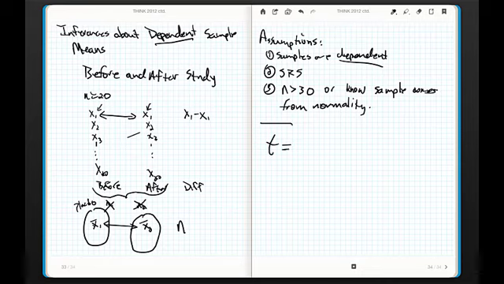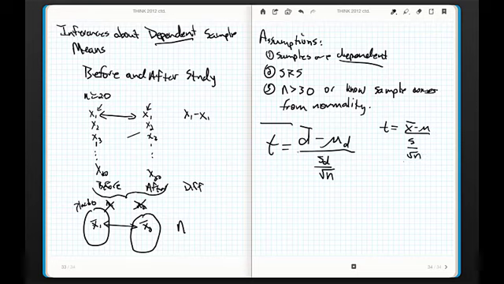It's going to be t, because what we're going to end up with, well, I'll show you. I'm going to use d bar minus mu sub d, and we're going to divide this by the standard deviation of d divided by root n. This probably looks pretty familiar. Remember when we first got introduced, it was x bar minus mu over s divided by root n. Remember that?